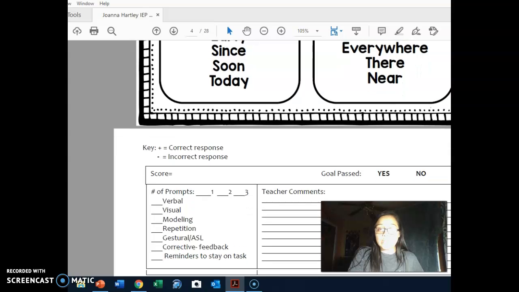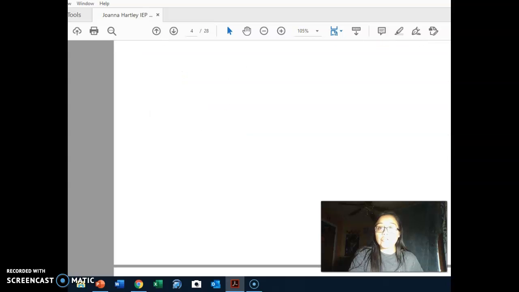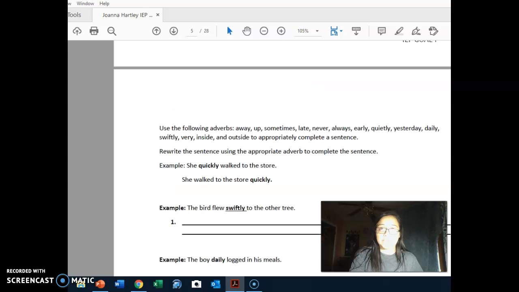So this is going to be the tracker. Mr. Lara, this is where I'll be doing the scoring. You can just write comments. You have it in your packet. You can write comments, take a picture, and send it to me with the completed worksheet for the first goal. So let's go ahead and review the first worksheet.